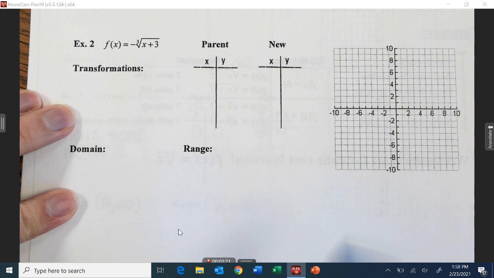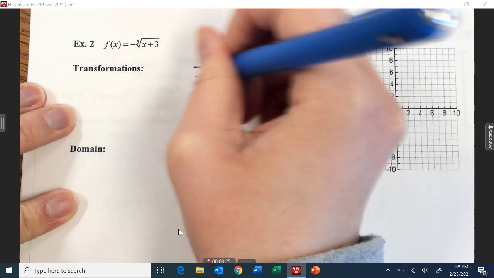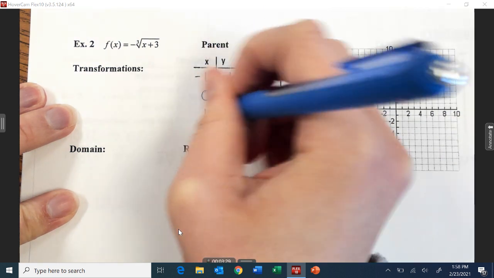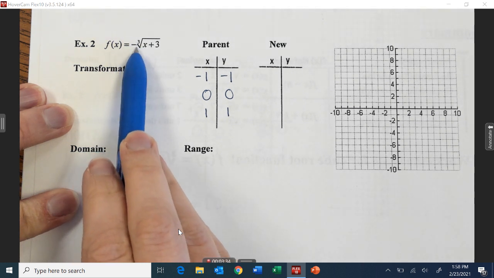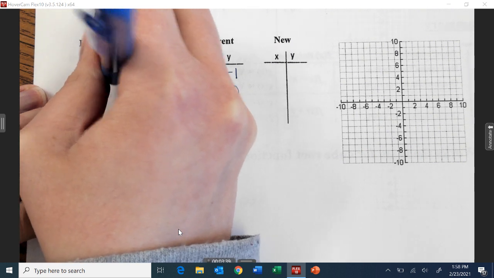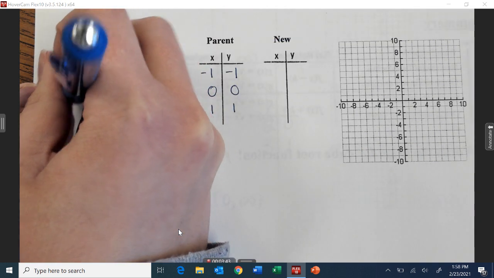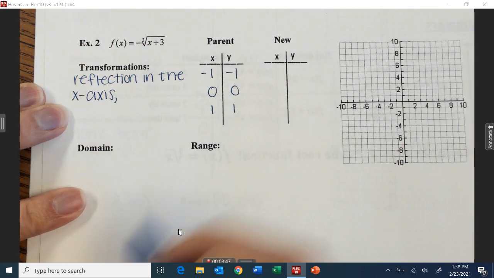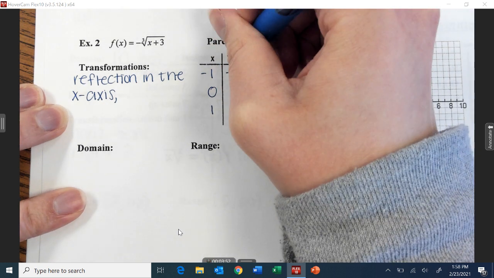For the second example, we have a cube root function. So now I have 3 parent points, so -1, -1, 0, 0, and 1, 1. Negative on the outside here tells us we have a reflection in the x-axis, which means I know I'm going to be multiplying my y values by -1.